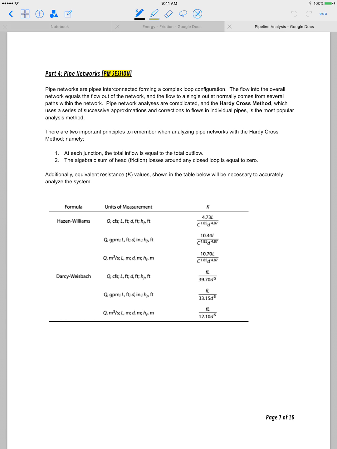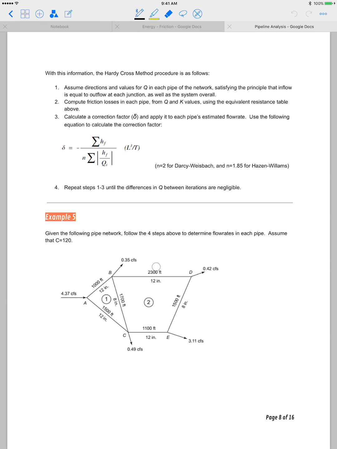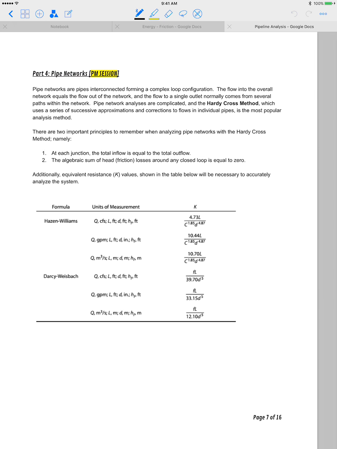That being said, you should only spend your time on this if you believe that you must. So pipe networks are pipes interconnected forming a complex loop configuration. They look like this right over here, right? Or something like it. You basically have flow in, it splits in different directions. It might run in circular patterns, and it makes its way out from different places. That's essentially a pipe network.